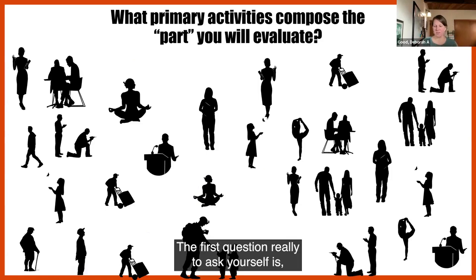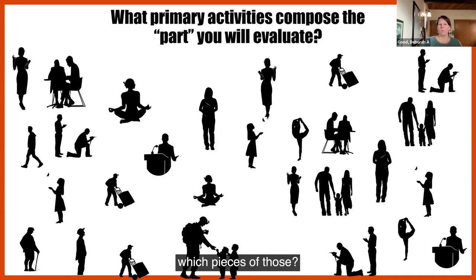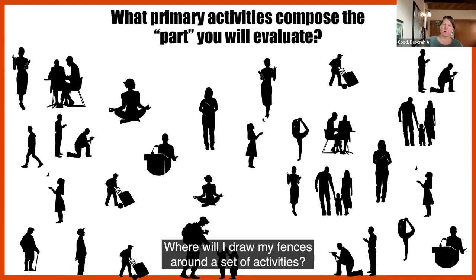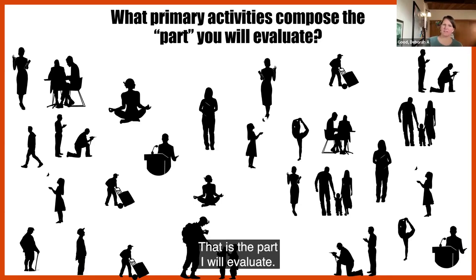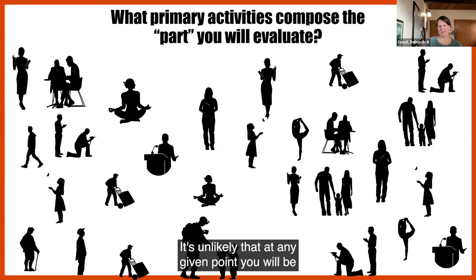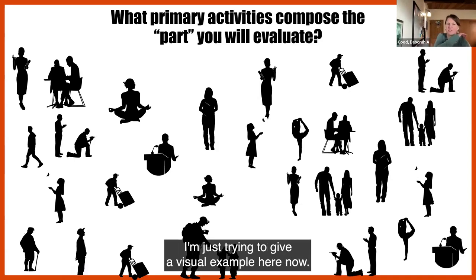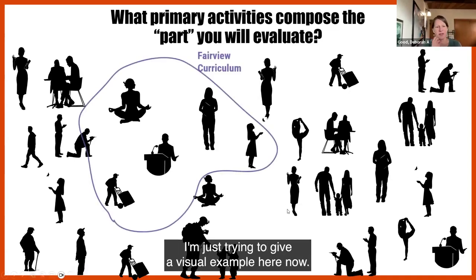So the first question really to ask yourself is, which pieces of those, where will I draw my fences around a set of activities that is the part I will evaluate? It's unlikely that at any given point you will be evaluating all of it. So Libby, you could click. I'm just trying to give a visual example here now.